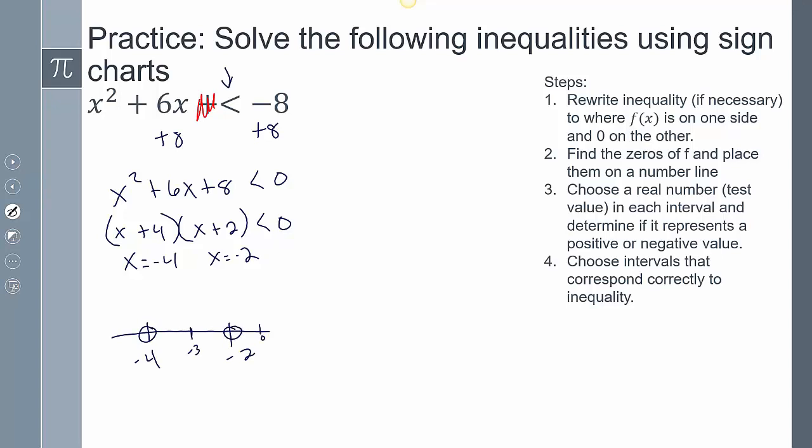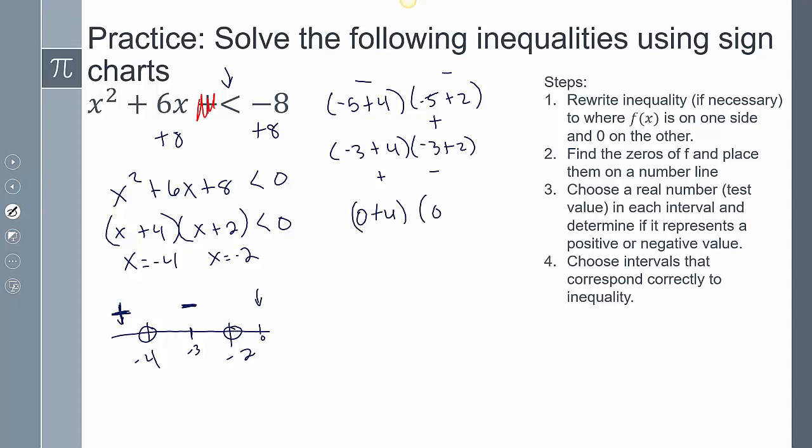So now step 3, choosing a real number in each interval and determining if it represents a positive or negative value. So choosing a number like in this region, like negative 5. So if I plug in negative 5, I'm going to get a negative and a negative, which is a positive. And so this region represents a positive. Choosing a value in between, like negative 3, I can do negative 3 plus 4, negative 3 plus 2. So that's going to be a positive and a negative, and so this is going to give me a negative. And then choosing a value over here like 0, I'm going to get 0 plus 4 and 0 plus 2. So I'm going to get a positive and a positive, which is going to be a positive.